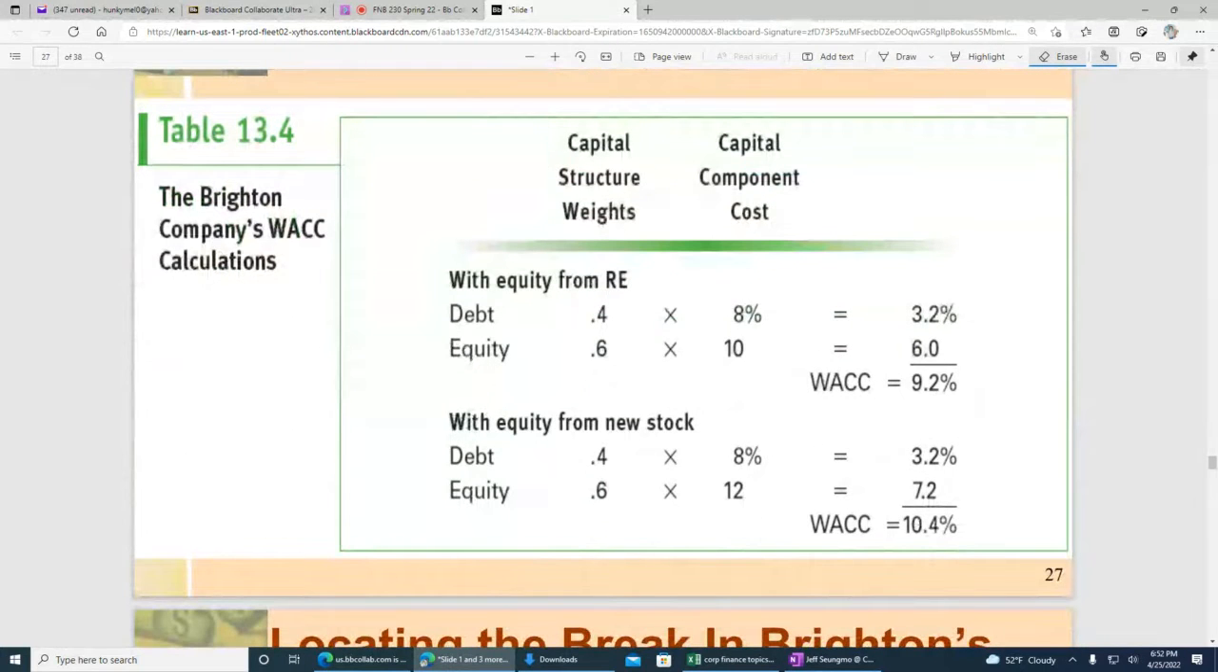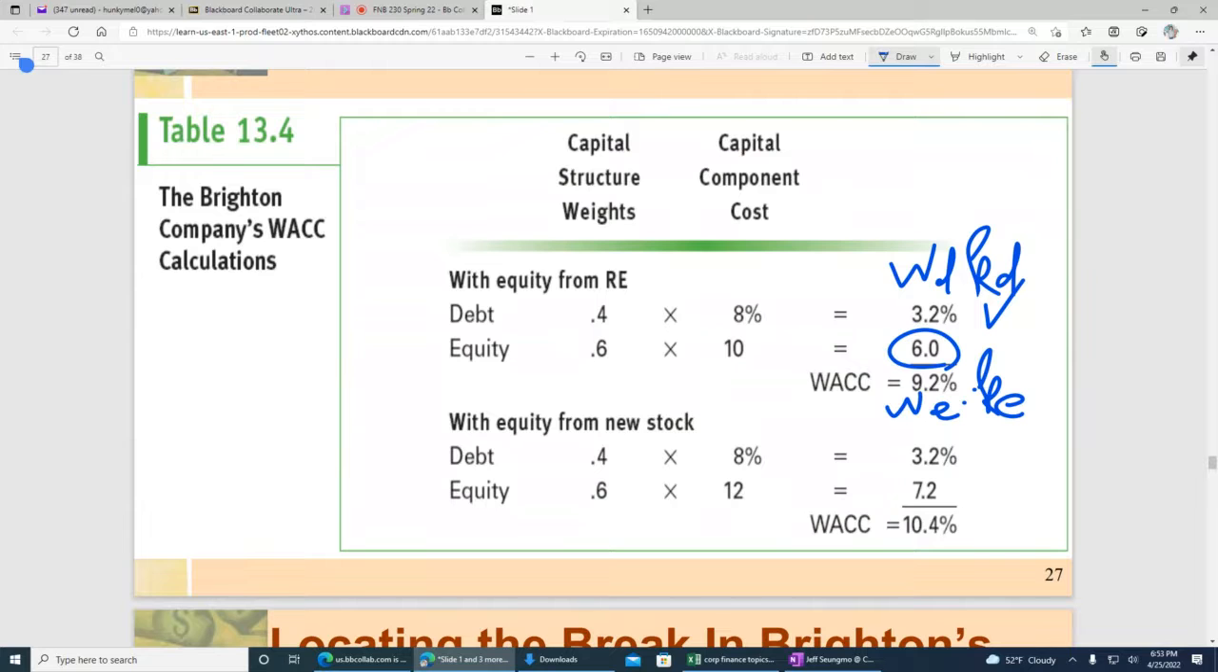Here, so the weighted cost of debt is 3.2%, right? Weight of debt times cost of debt, and then this is equity. This is the weight of equity times cost of equity, using retained earnings.